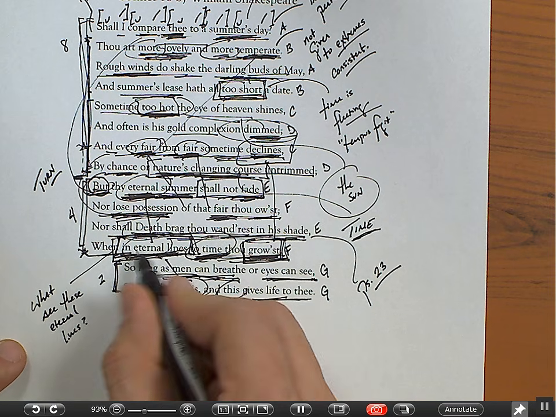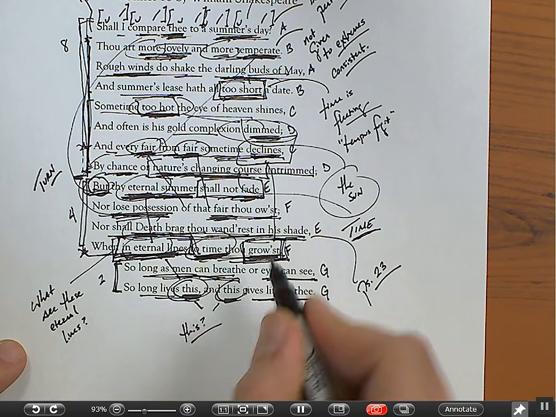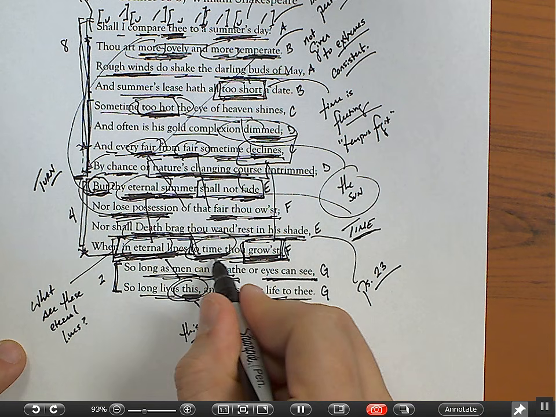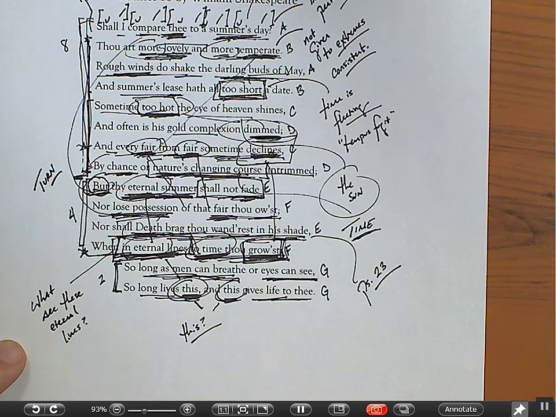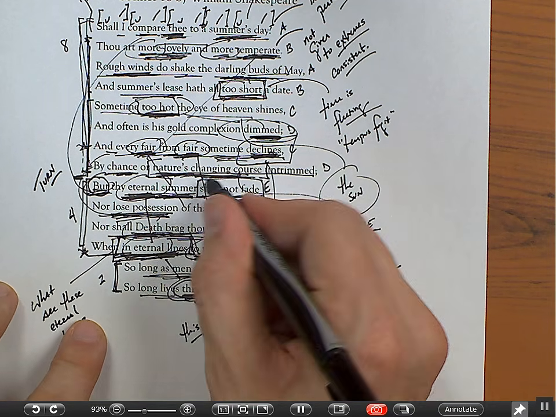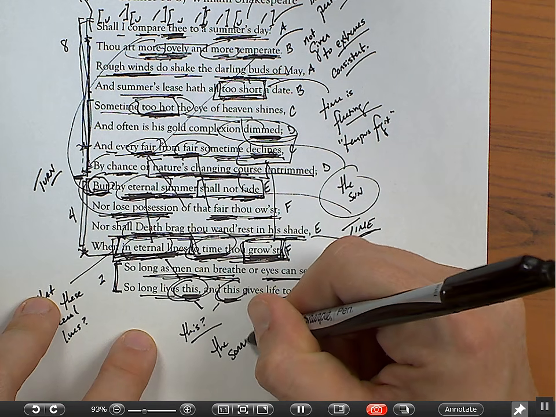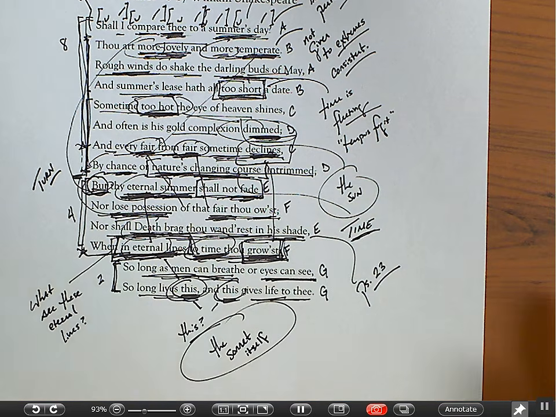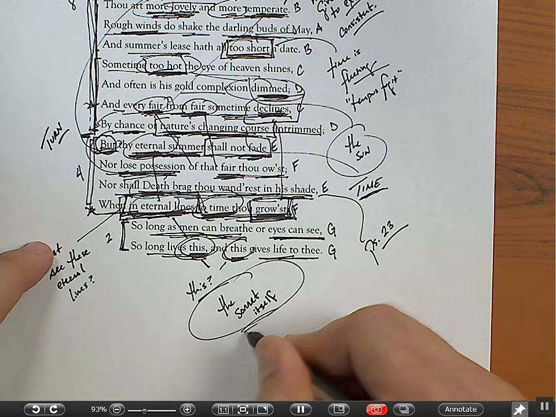So long lives this, these eternal lines, that as time goes, as men can breathe, as eyes can see, you will grow, not decline, not dim, not be cut too short, not change. It seems like the eternal lines would be the sonnet itself. That she will live in perfect youth and beauty forever in his sonnet.